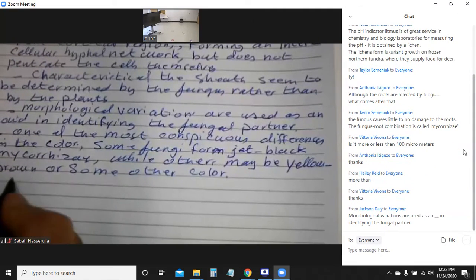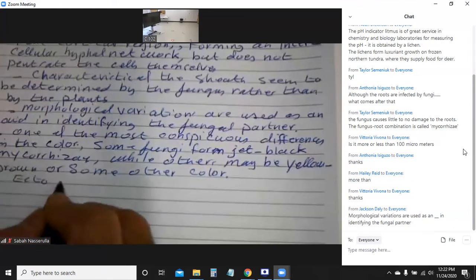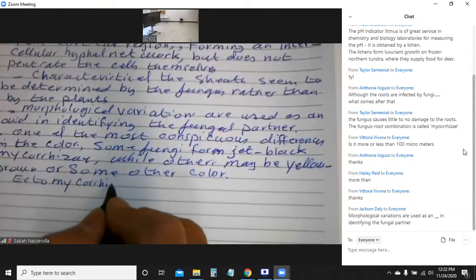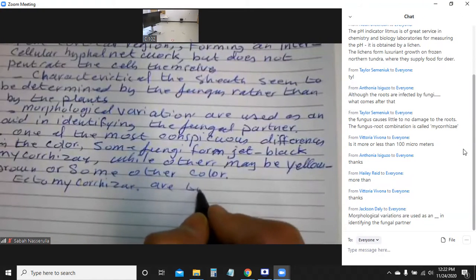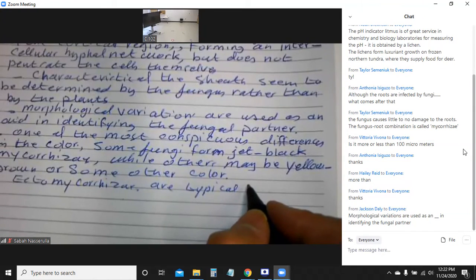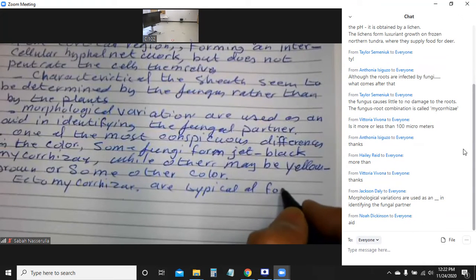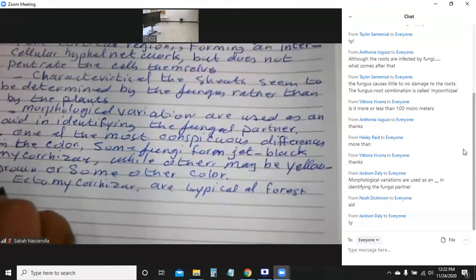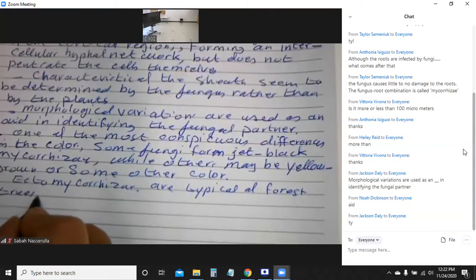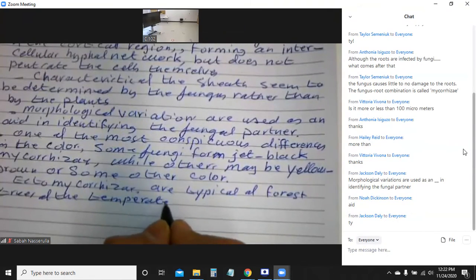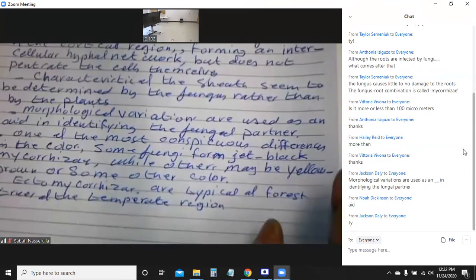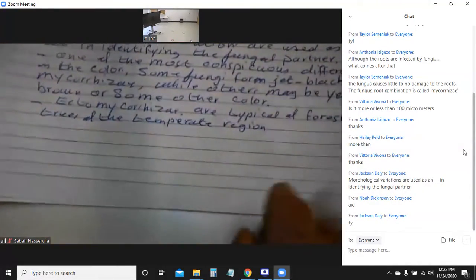Now, ectomycorrhizae, in general, as I mentioned to you here, are typical of forest trees of temperate regions.